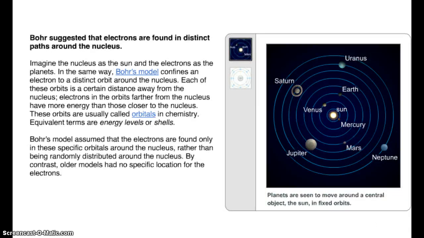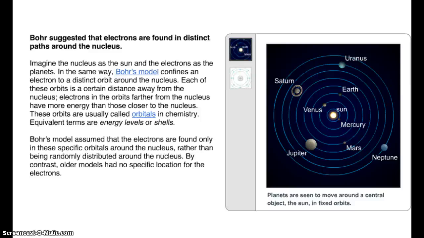Bohr suggested that electrons are found in distinct paths around the nucleus. Imagine the nucleus as the sun and the electrons as the planets. In the same way, Bohr's model confines an electron to a distinct orbit around the nucleus. Each of these orbits is a certain distance away from the nucleus. Electrons in the orbits farther from the nucleus have more energy than those closer to the nucleus. These orbits are usually called orbitals in chemistry. Equivalent terms include energy levels or shells.